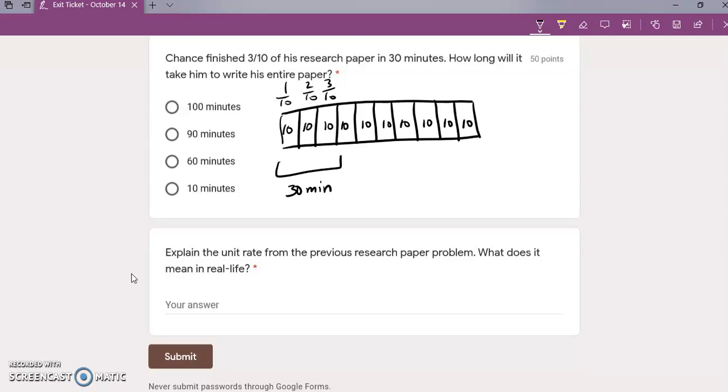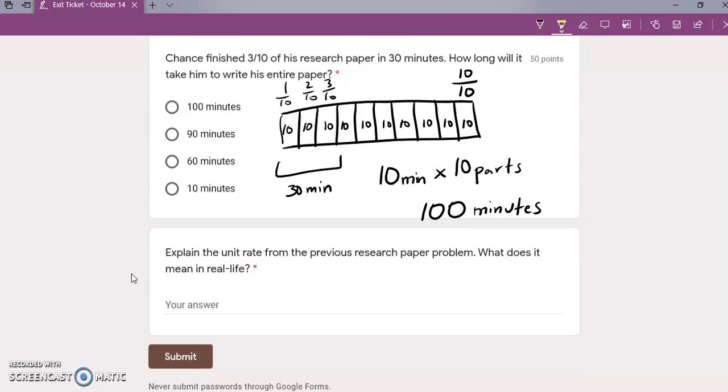So again, they want to know how long it's going to take him to write his entire paper. So for him to write all 10 out of 10 parts. So we know that it's 10 minutes. And it's going to be multiplied by 10 parts. So what's 10 times 10? 10 times 10 equals 100 minutes.